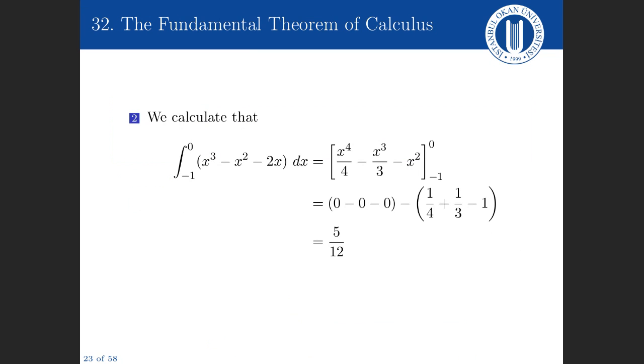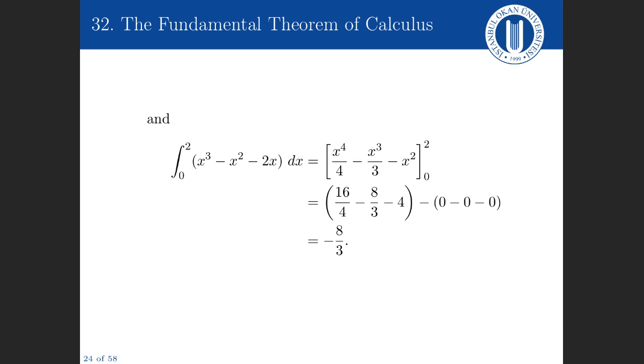First, between minus 1 and 0, we can calculate this integral. This is not a difficult integral. You can check that we get 5 over 12. And then we calculate our integral between 0 and 2. Again, you can check that we get minus 8 over 3.